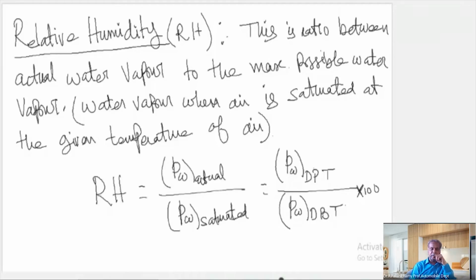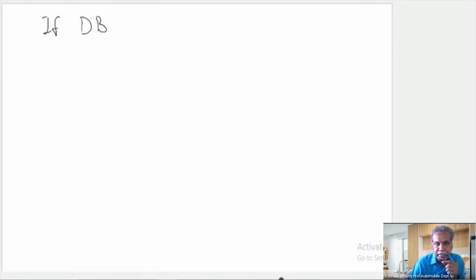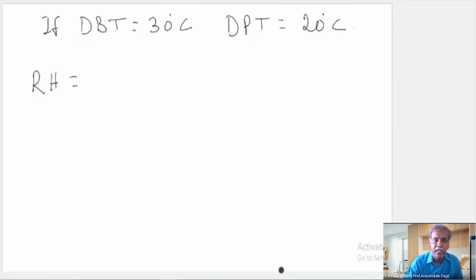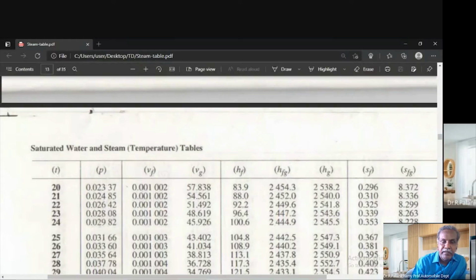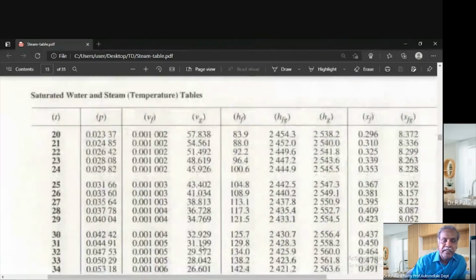Okay, steam table dew point temperature corresponding saturation pressure. இது வந்து dry bulb temperature corresponding saturation pressure. Dry bulb temperature is 30 degrees centigrade and dew point temperature is 20 degrees centigrade. The RH, relative humidity, how to calculate அப்படின்னா from the steam table. Are you able to see the steam table? The temperature, page number என்னன்னு பாத்துக்க, 20 degree corresponding saturation pressure. இதுதான் saturation pressure. Pw, partial pressure of water vapor.